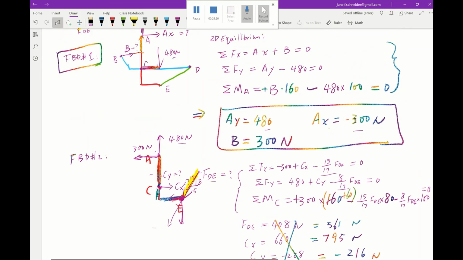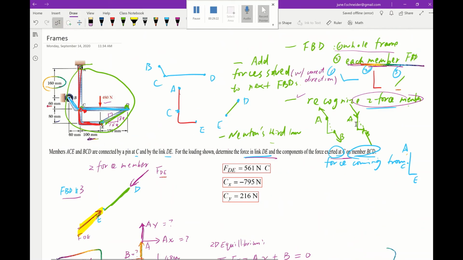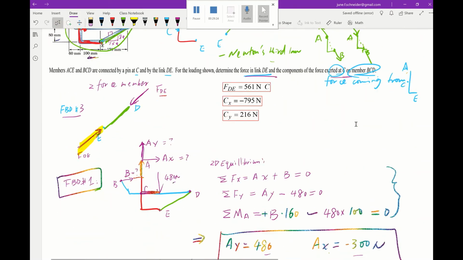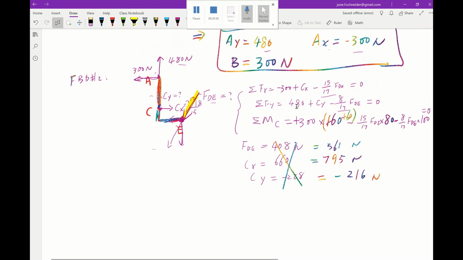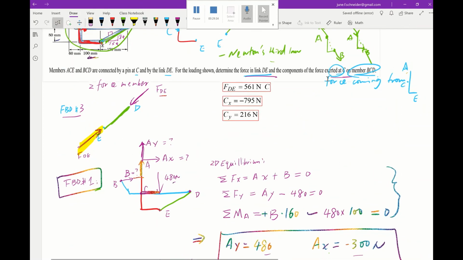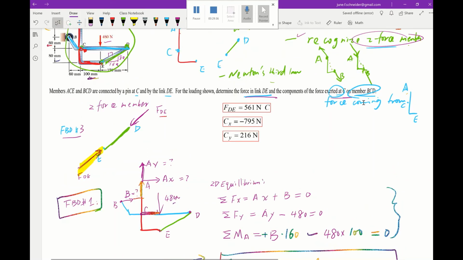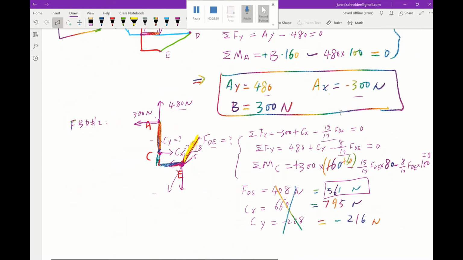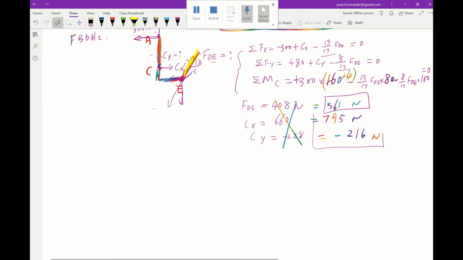So that's all. So far we have built 3 FBDs, and we got all the answers we need because we know the force at link DE, that's going to be this value. And the force exerted on C on member BCD is basically going to be this value, Newton's third law.